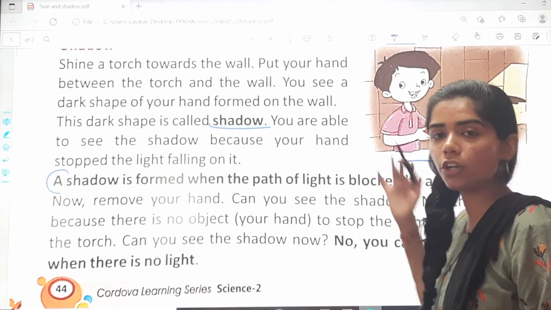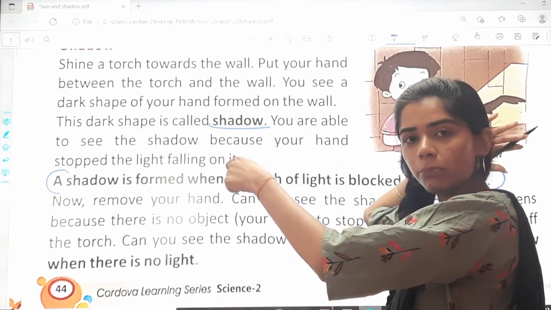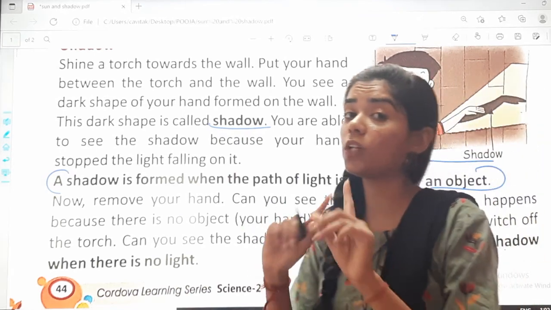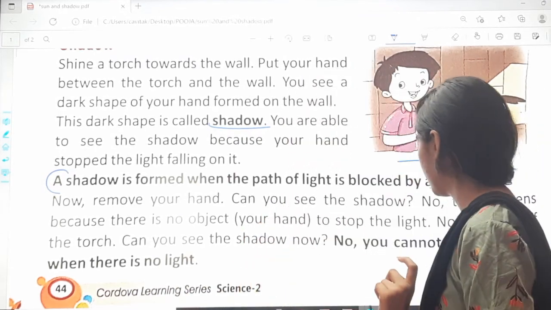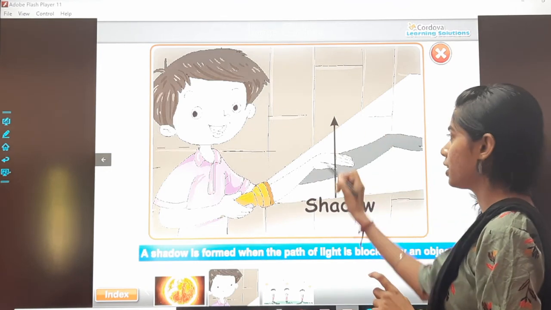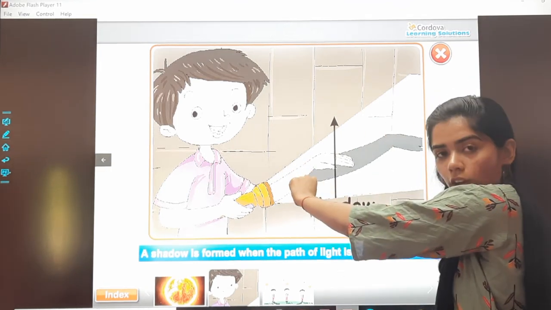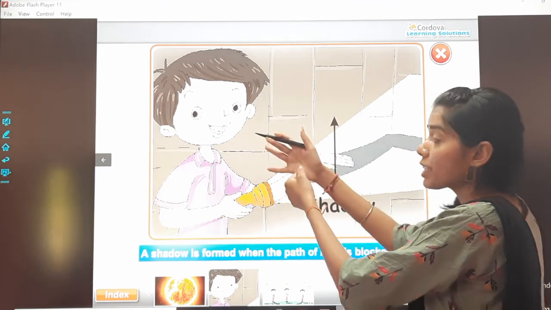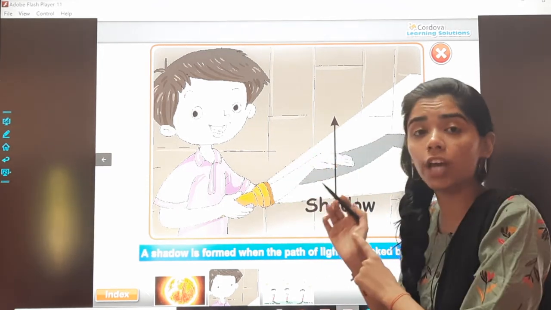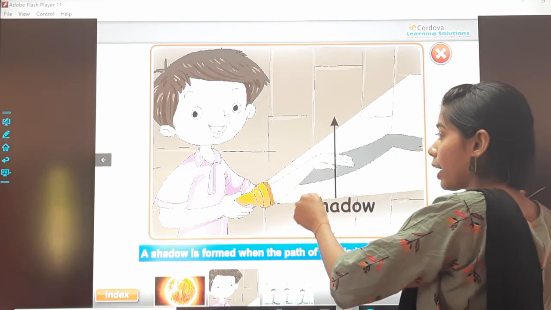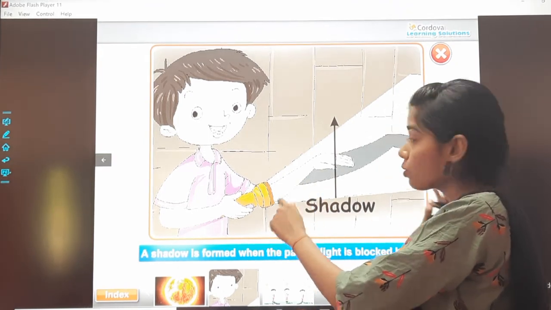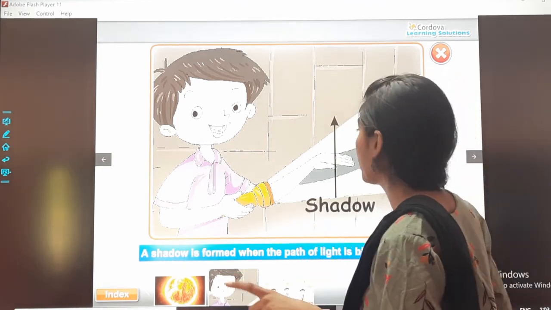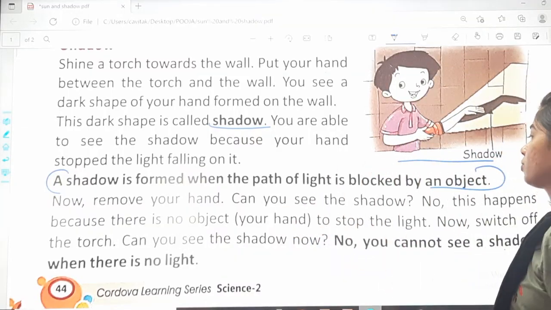Now, remove your hand. Now, I will remove my hand. Can you see the shadow? Now you will not be able to see the shadow. See children, what we did? This way we had done the torch. Okay, हमने torch on कर दी थी wall की तरफ. But हमने जैसे हाथ रखा, so there was shadow. But as soon as I'll put my hand off, okay, अगर मैं हाथ हटा दूँगी, so आपको shadow नहीं दिखेगी. Okay, you'll not be able to see the shadow.